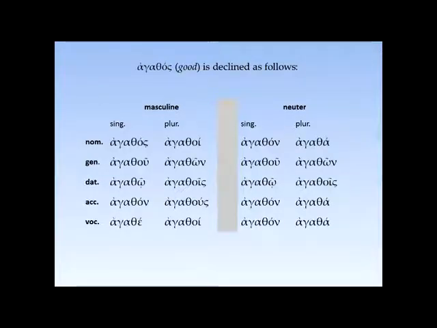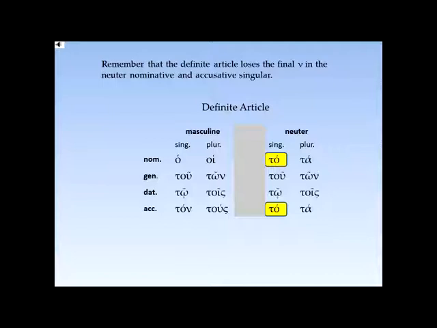You'll see that there are variations for the cases and also for number, singular versus plural, and also for gender, masculine versus neuter. And soon we will learn the feminine forms. In the neuter, you'll notice that we have agathon for the nominative singular, for the accusative singular, and for the vocative singular. This is just like what you learned for the nouns. Remember that the definite article loses the final nu in the neuter nominative and accusative singular. Remember that we have ta rather than tan.